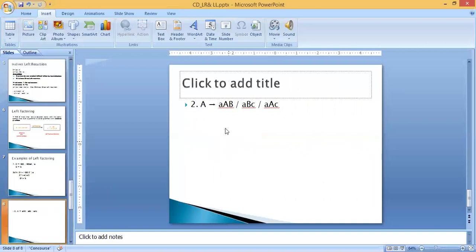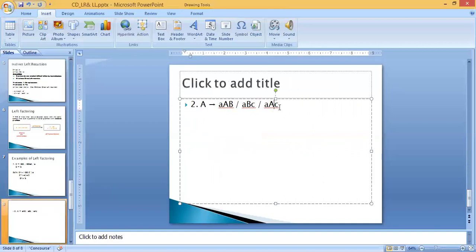I shall show you one more example. This is a bit trickier, guys, okay? But then we'll solve it. Okay. Now, what should we do? A gives, what is a common prefix out of these three? Definitely it is a, right? And what should it be followed by? It should be followed by a new non-terminal. So I shall write it as A dash, right?